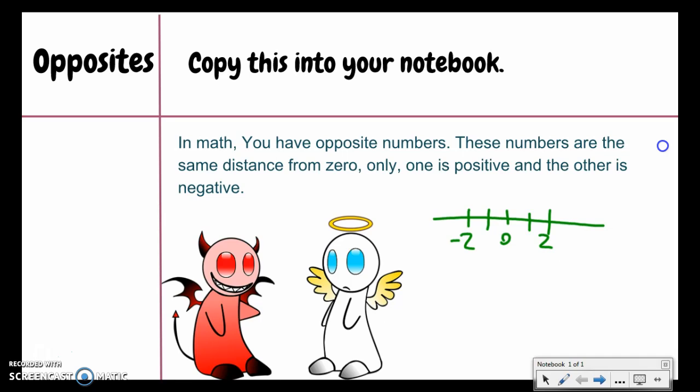Okay, same with positive 3 and negative 3. Alright, it's still 3 spaces away from 0, just one has a positive sign or no sign, the other one has a negative sign. Okay? Copy down this definition, please.